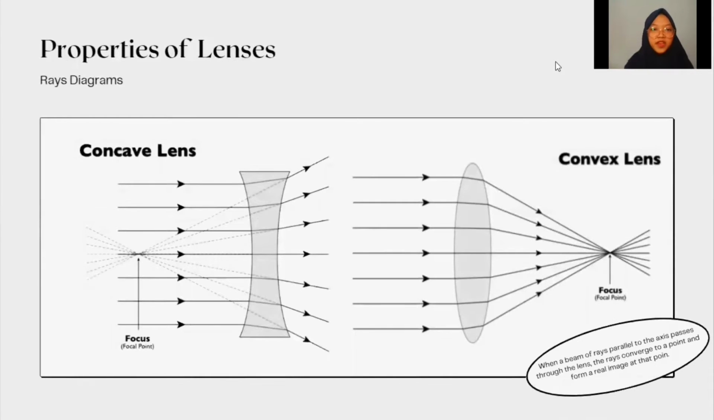So the properties of the lenses. Here we see the ray diagram of the concave lens and the convex lens. When a beam of rays parallel to the axis passes through the lens, the rays converge to a point and form a real image at that point. So we can see that the concave lens has the focal point in front of the lens, while the convex lens has the focal point behind the lens.